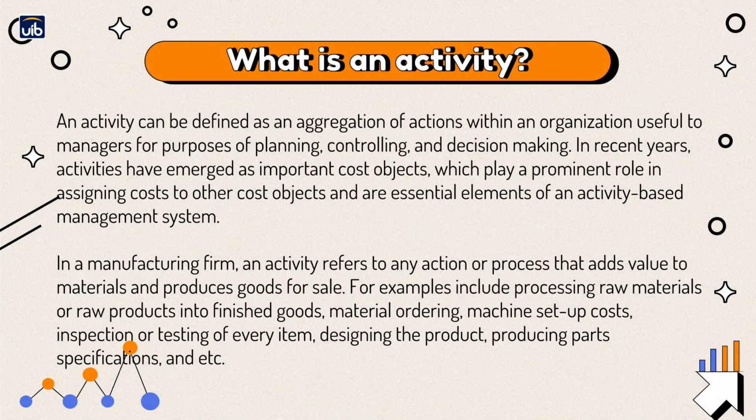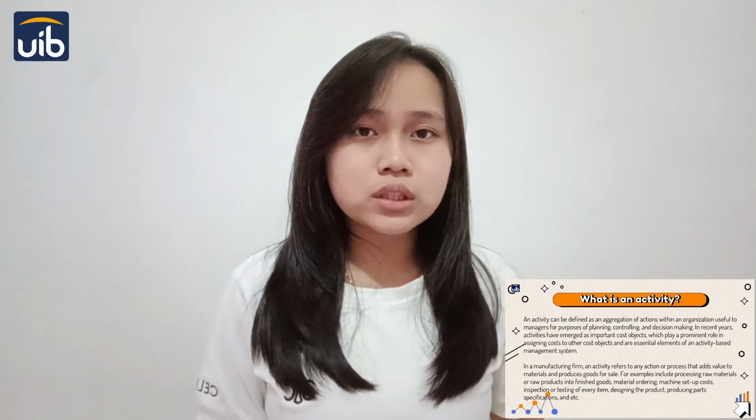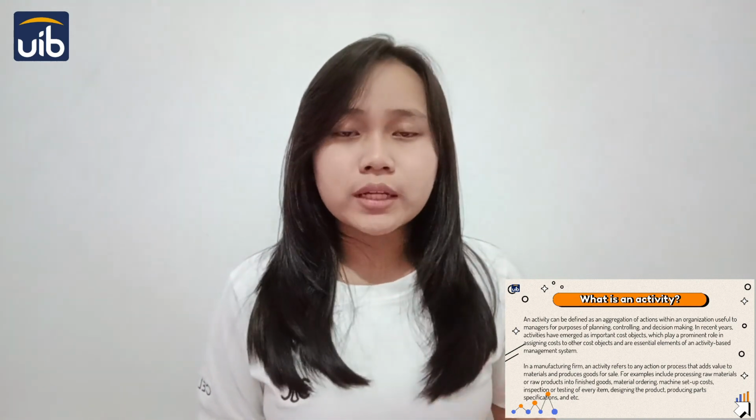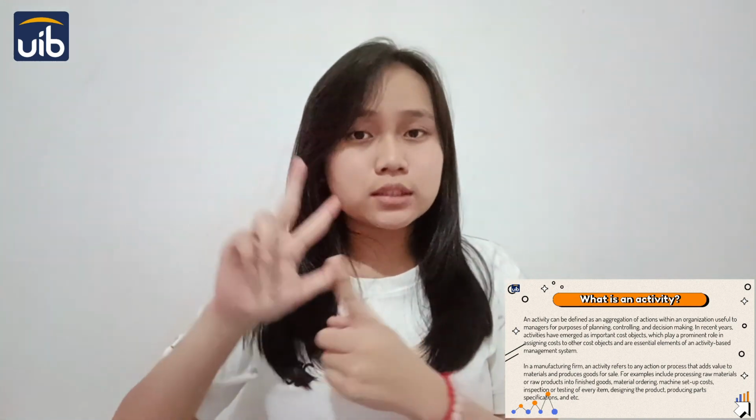First, we are going to discuss what an activity, cost object, direct cost, and indirect cost are. What is an activity? In cost accounting, an activity refers to a specific type of work that is done. It is a cost accounting term that is used to track the total cost of a job by the various activities that were performed. So, an activity can be defined as an aggregation of actions within an organization useful to managers for purposes of planning, controlling, and decision-making.